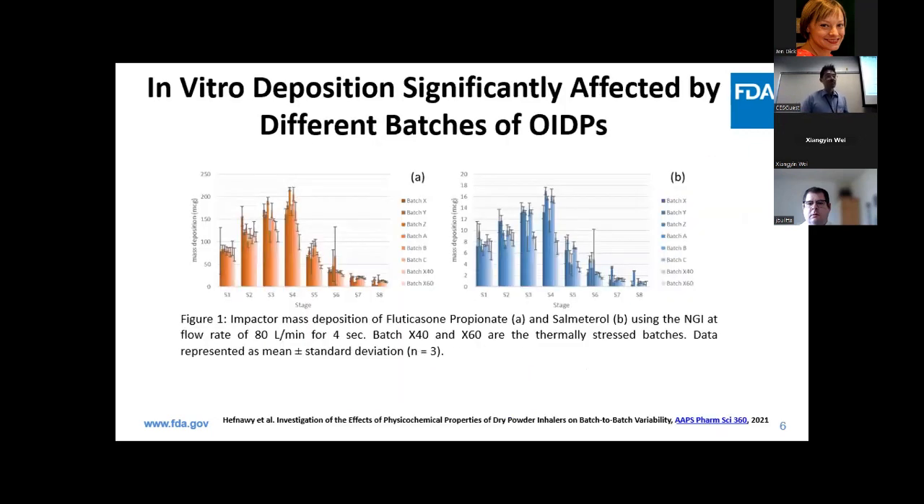For the grant, we're looking in particular at budesonide and salbutamol. We create different batches with different formulation particle sizes, and you're looking at the significant difference between all of these batches. There's a premise A stage, and a flow rate of 80 liters per minute for 4 seconds. On the left is budesonide, on the right is salbutamol. This provides a significant difference in in vitro and in vivo results.